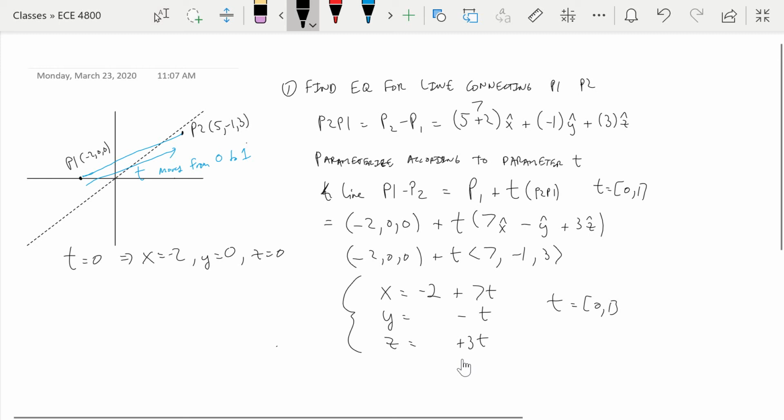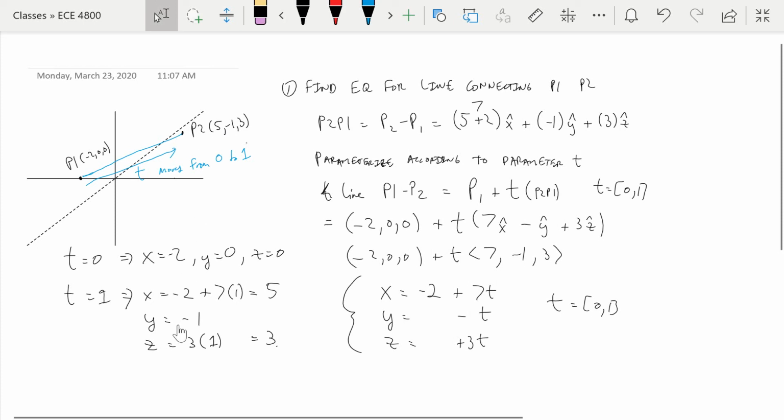Right, so you're at P1, basically at this first point. When t is equal to 1, let's see what happens. x is going to be equal to negative 2 plus 7 times 1, so 7 minus 2 is 5. y is equal to negative t, so negative 1, and z is equal to 3 times 1, so it's equal to 3. So when t is equal to 1, you're at point P2.